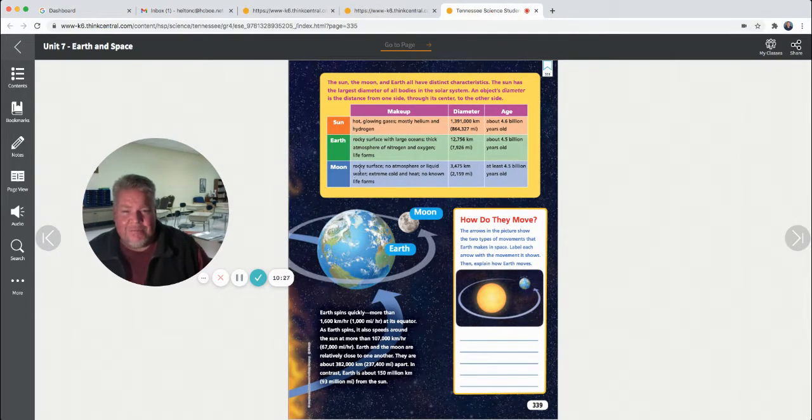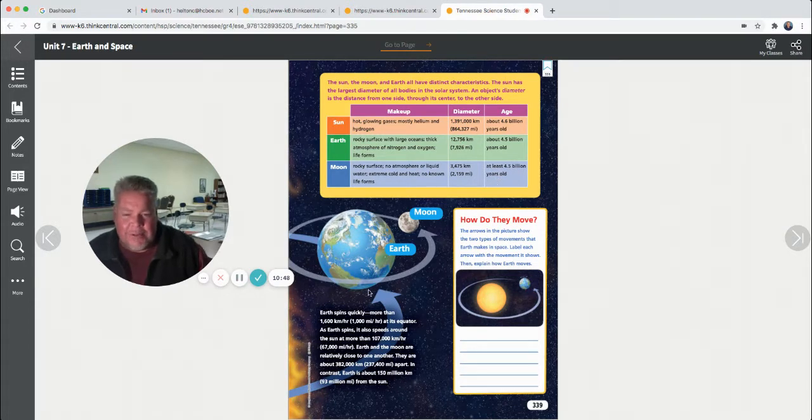The moon has a rocky surface, no atmosphere or liquid water. It's got extreme cold and heat, and there's no known life forms. The diameter is only about 2,159 miles, so it's even smaller than the Earth. And the scientists think it's about 4.5 billion years old.